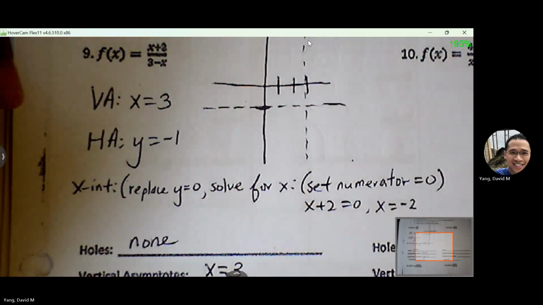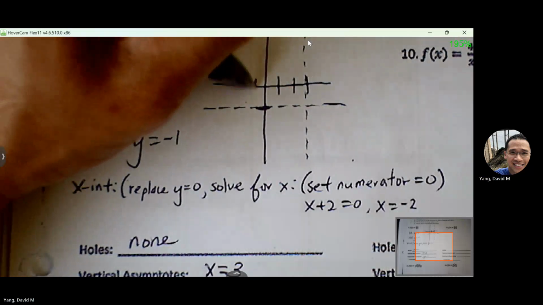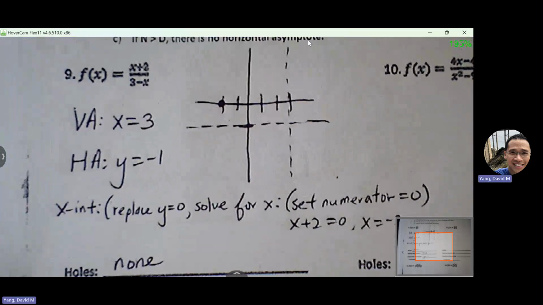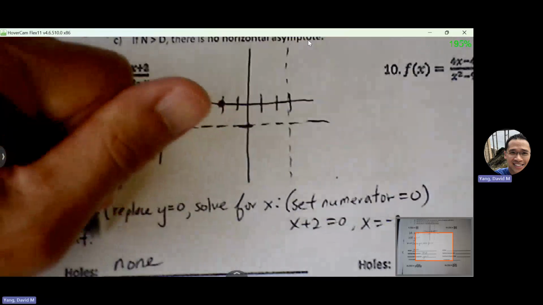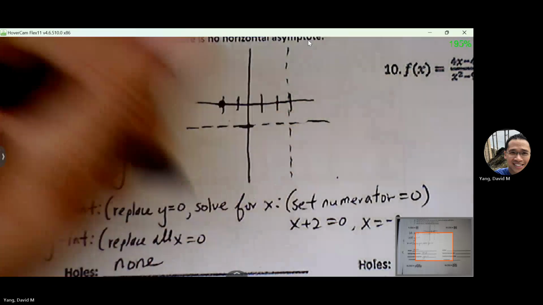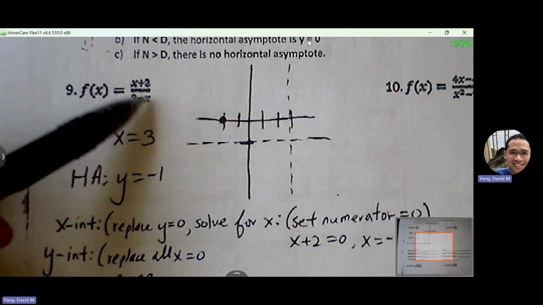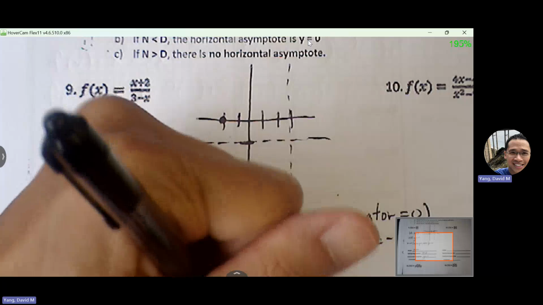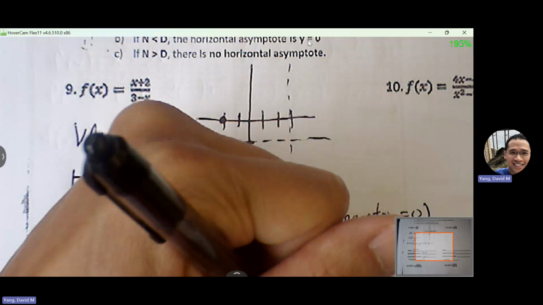That gives us a good anchor point for a point on the graph. And then to find a y-intercept, I'm just going to replace every x with 0. So if I replace all the x's with 0, I get 0 plus 2 over 3 minus 0. I get 2 over 3. So y equals 2/3. So my y-intercept, let me just create a space for that. Y-intercept is at 0, positive 2/3.